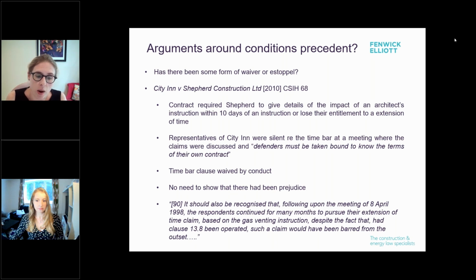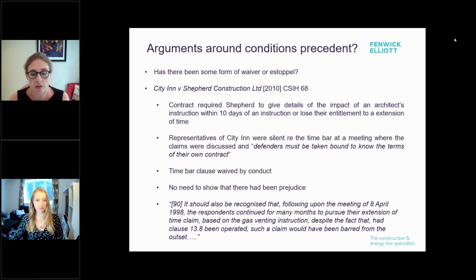Now, at a meeting, representatives of City Inn were silent about this time bar, and the claims were discussed there. And the court noted that defenders must be taken bound to know the terms of their own contract. It's a Scottish case, so the wording's a little bit unclear, but basically, you should know what's in your own contract. And it was held that the time bar clause was waived by conduct, and there was no need to show prejudice.